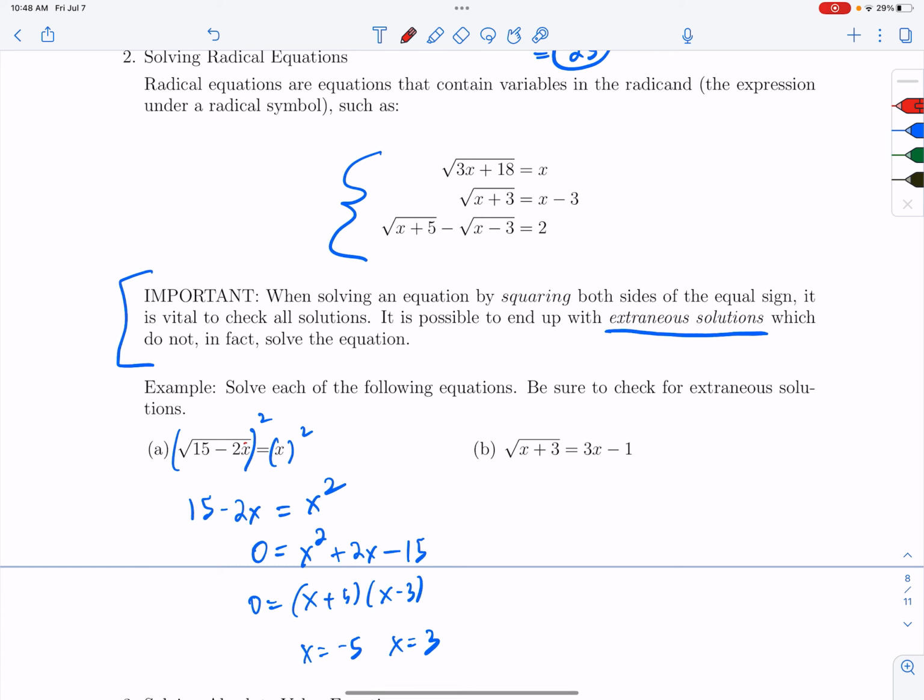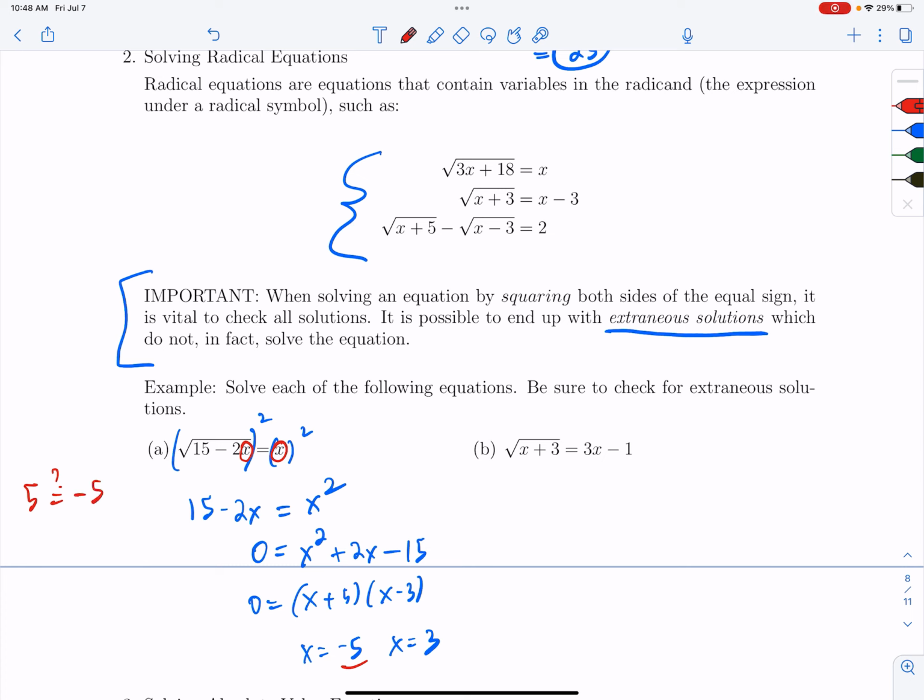So what I'm going to do, wherever x is, first I'm going to put this negative 5. So 15 minus 2 times negative 5. Negative 2 times negative 5 is positive 10. 15 plus 10 is 25, so square root of 25 is 5. So on the left-hand side of the equation, I get 5. And I want to know if that is equal to the right side.